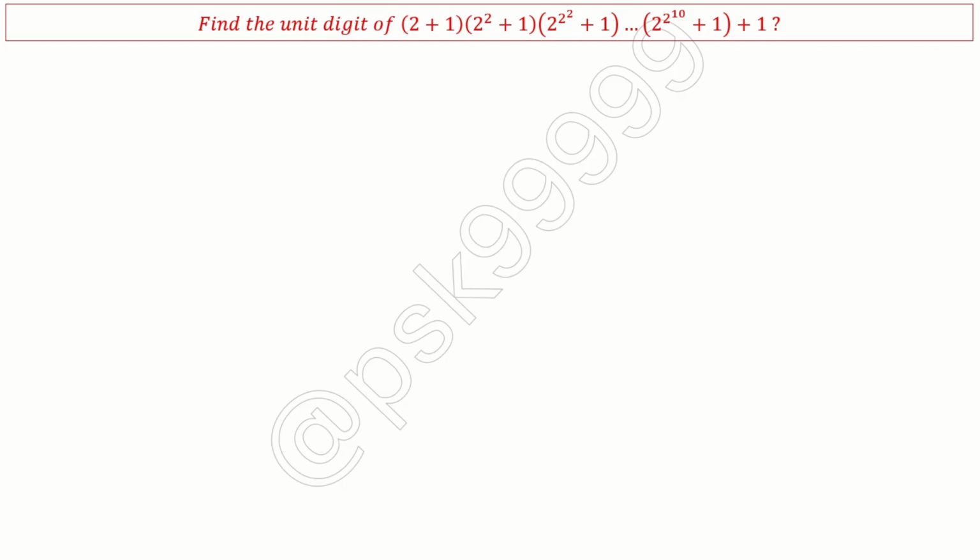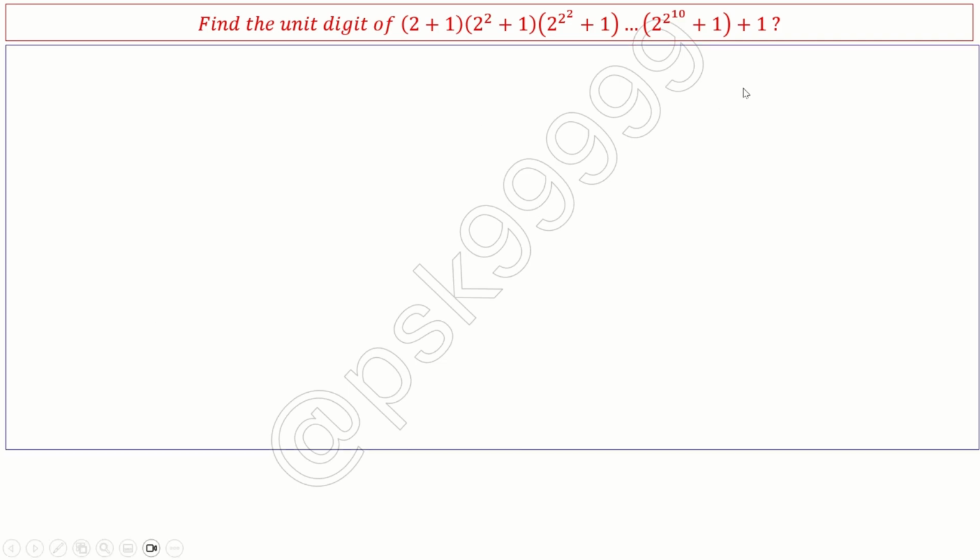Find the units digit of 2 + 1 into 2² + 1 into 2⁴ + 1, up to 2 to the power of 2¹⁰ + 1, plus 1. So you look at these numbers, the power of 2 is increasing. First one is 2 to the power of 0, 2 to the power of 1, 2 to the power of 2, 2 to the power of 2², up to 2 to the power of 2¹⁰, correct? So there are a total of 11 terms in the product here, plus 1.